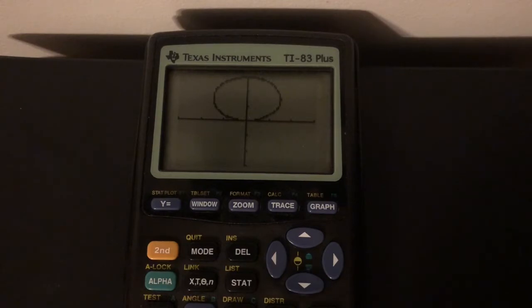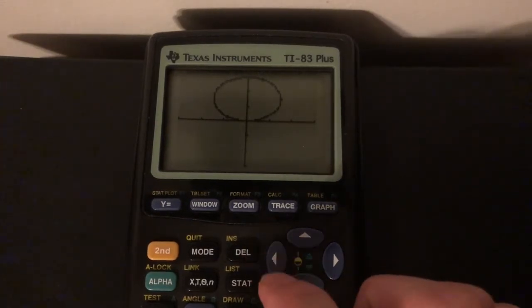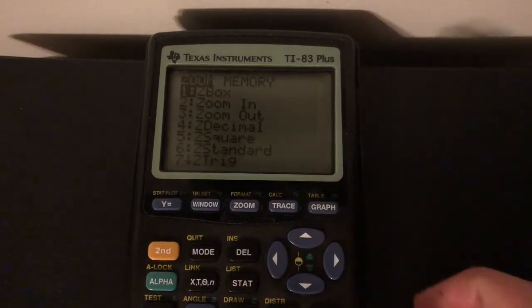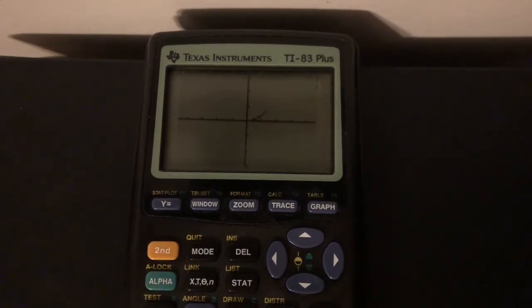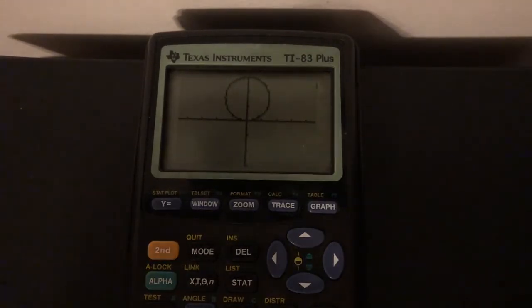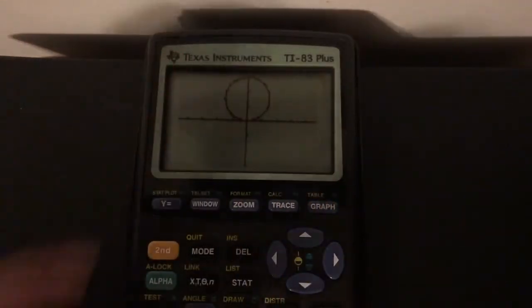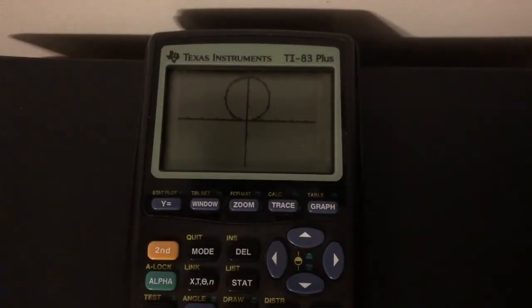And if I want to make this look a little bit more circular, what I can do is I can square my viewing window. So you can always square your viewing window by hitting zoom 5. And that's going to make your viewing window look square. So that's going to account for the fact that my calculator screen is not perfectly square, it's rectangular. So it's going to expand the x-axis accordingly, and now I have something that looks like a circle of radius 3/2, centered at the rectangular point (0, 3/2). All right.